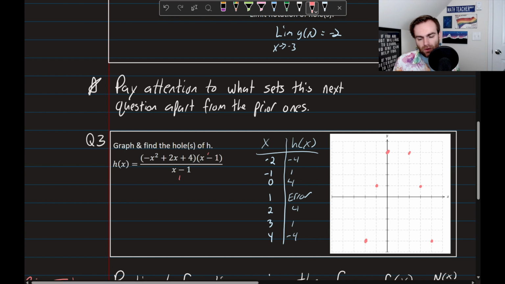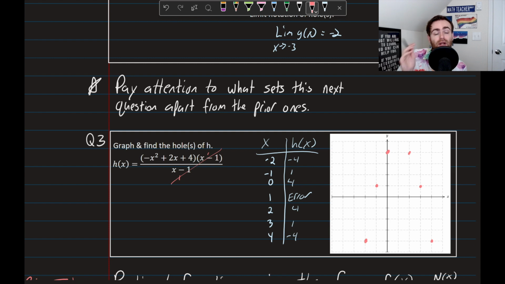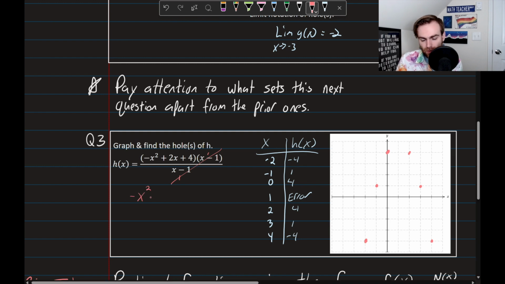Well, we already have this set up quite nicely where we have a linear factor and a linear factor and they can cancel. We do have to remember that it doesn't exist at 1, but they cancel. So the graph's behavior is going to be that of what's left. And what's left is this -x² plus 2x plus 4. And we can plug 1 into that and see what happens there.